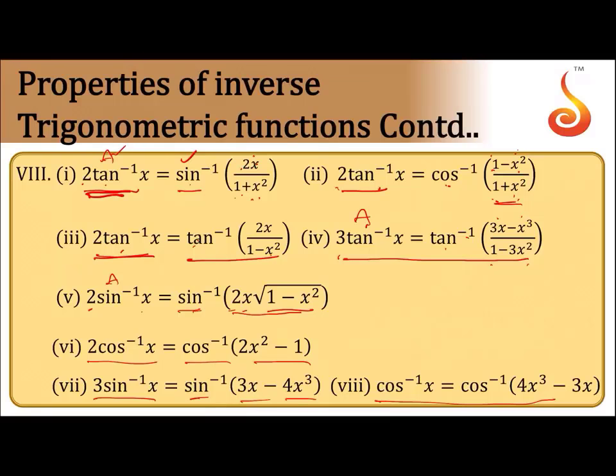Next is cos inverse of 4x cube minus 3x. You know the cos 3A formula, but actually this is not cos inverse x, this is 3 cos inverse x. There is a mistake over here. We know cos 3A is nothing but 4 cos cube A minus 3 cos A. So 4x cube minus 3x. So 3 cos inverse x is equal to cos inverse of 4x cube minus 3x.